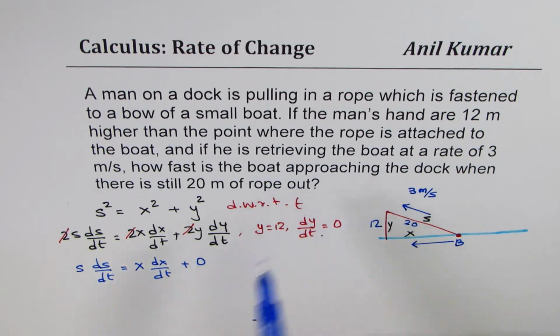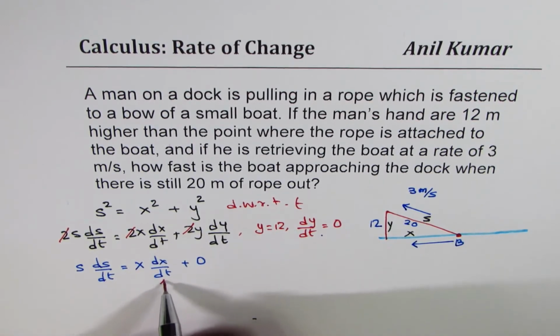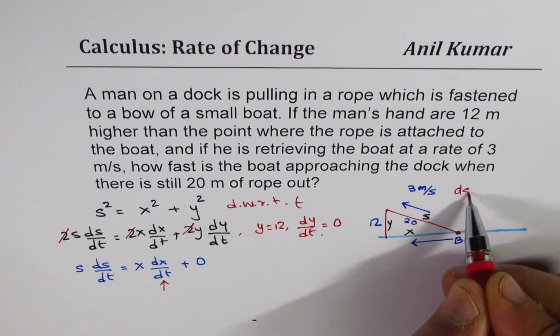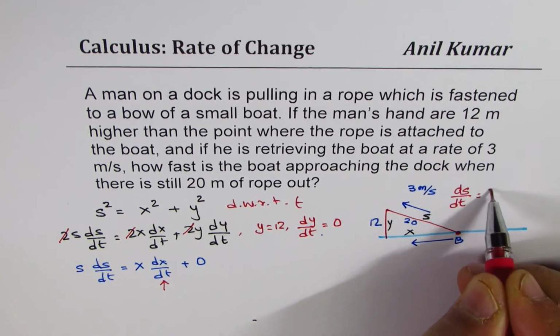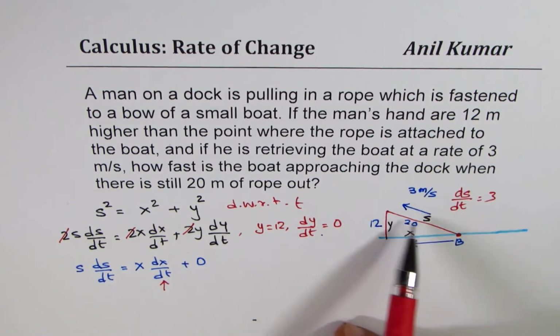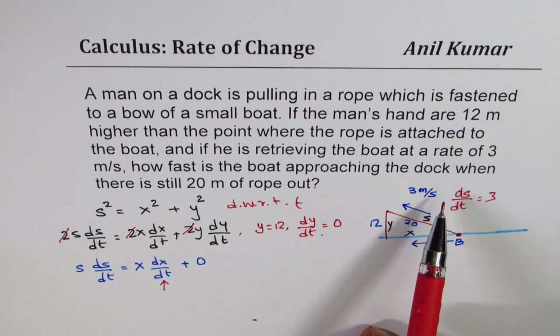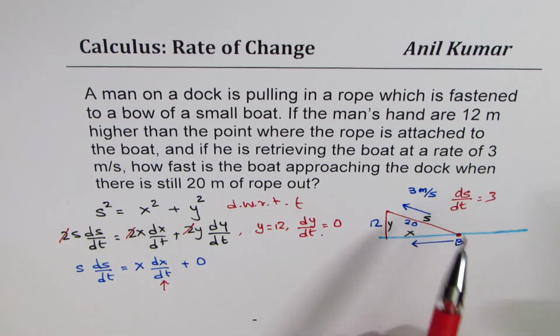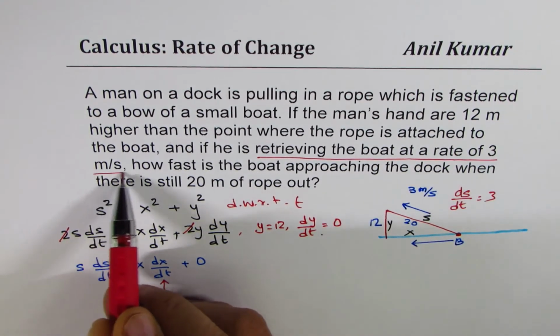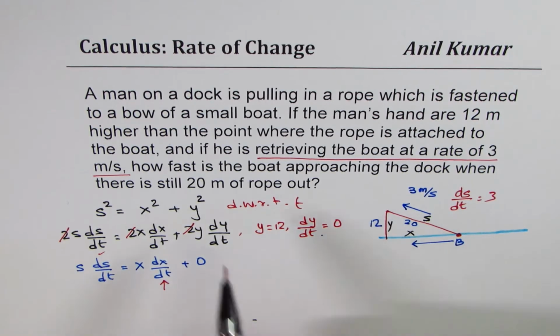So what we have to find is, how fast is the boat approaching? So we have to find dx/dt. So this is what we need to figure out. We know ds/dt. In this case, ds/dt is 3, because the man is retrieving at this speed, right? So ds/dt is given to us as 3. So it's retrieving the boat at the rate of 3 meters per second. We have to find it when there is still 20 meters of rope.